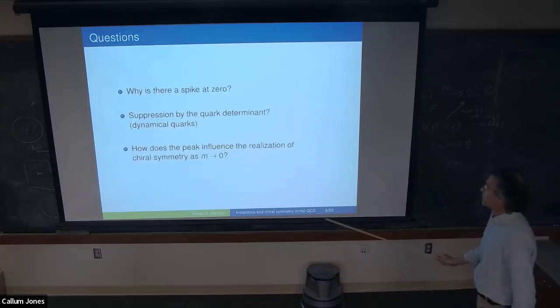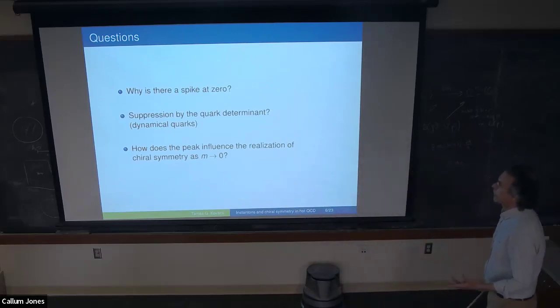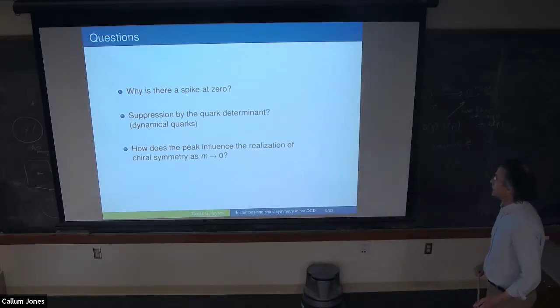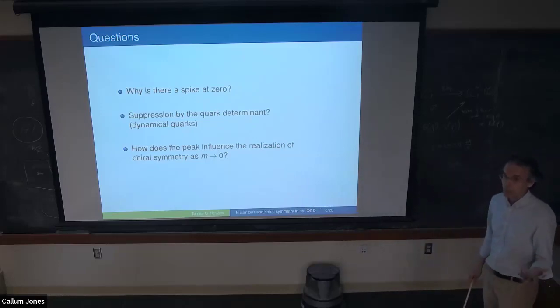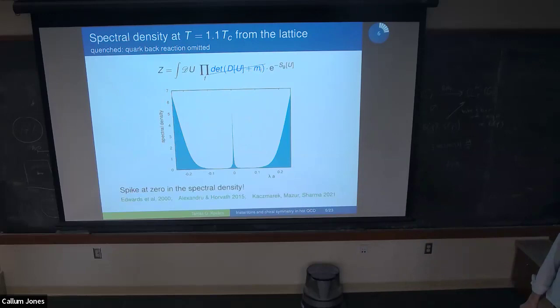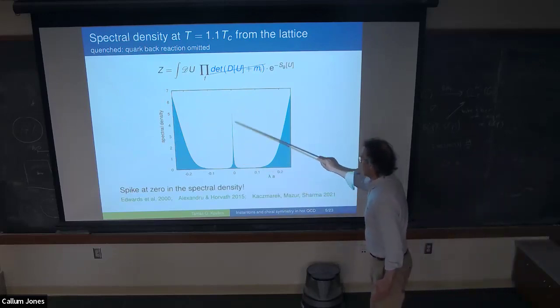Okay, so this will be the second question, the suppression. How does the quark determinant suppress this peak? And the third question, how does the peak influence the realization of the chiral symmetry as the quark mass goes to 0? Because that's the important region for chiral symmetry. And in fact, what I will try to convince you of is that the Banks-Casher formula is absolutely inapplicable in this case because this peak is actually singular.